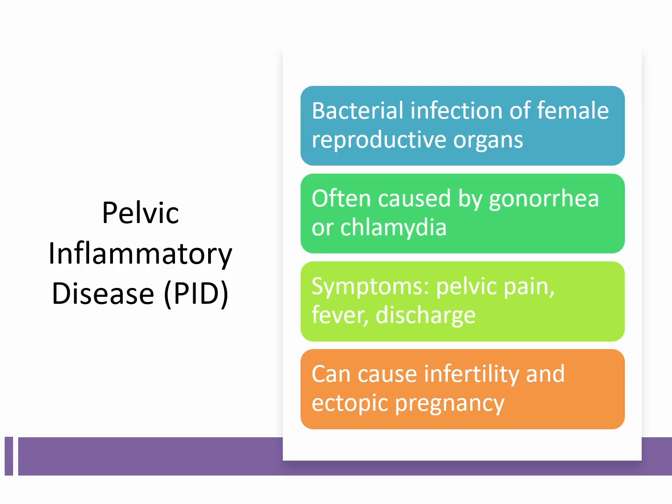Imaging findings may show thickened fallopian tubes, fluid-filled tubes, and abscess formation. The main treatment would be antibiotics. In severe cases, it may require surgery or drainage of the abscesses.